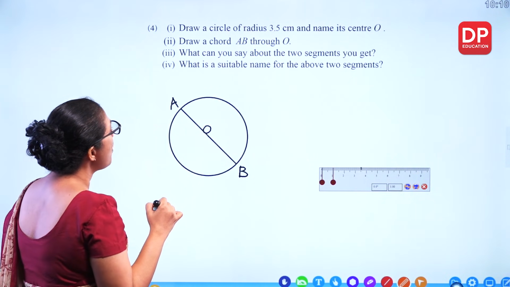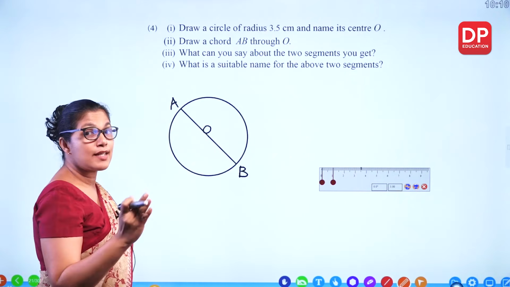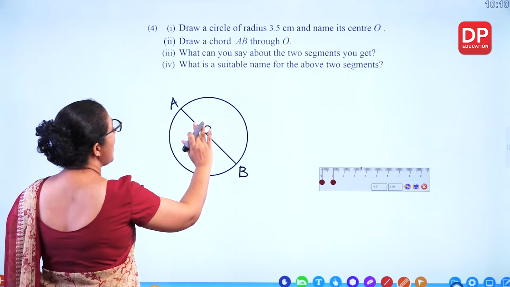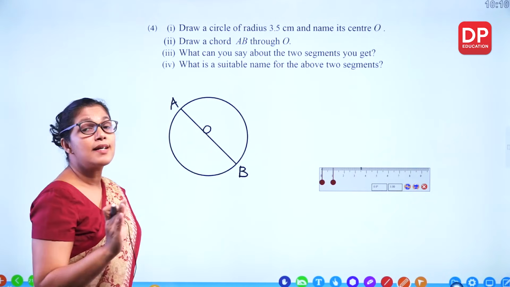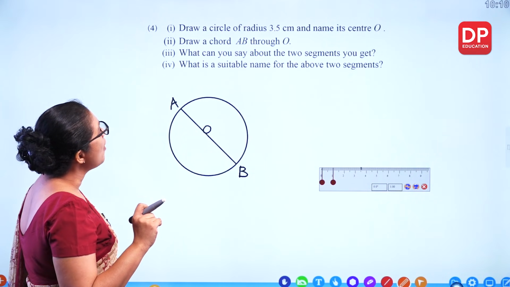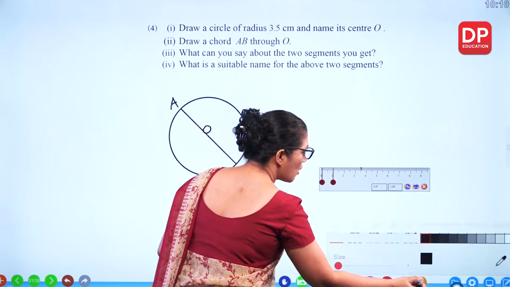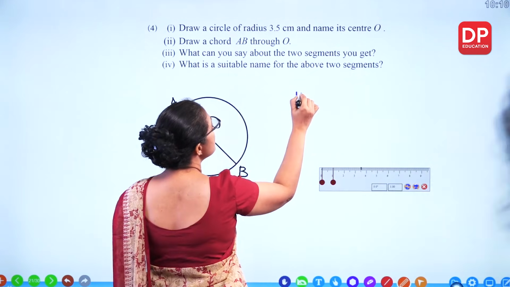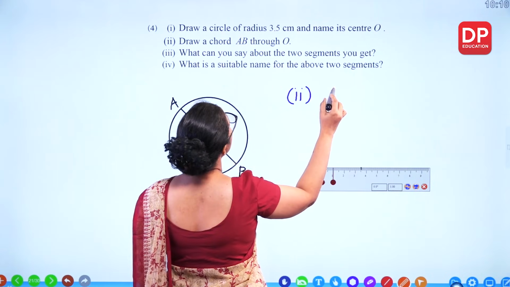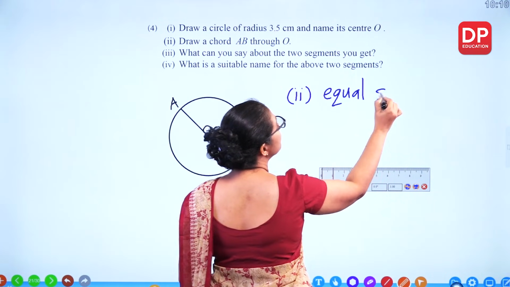What can you say about the two segments you get? So this is the diameter. So the diameter divides the circle into two equal parts. So what can you say about the two segments you get? Both are equal. So you get equal segments.